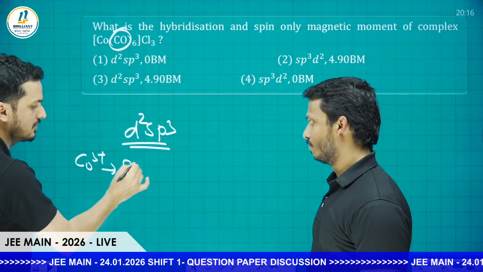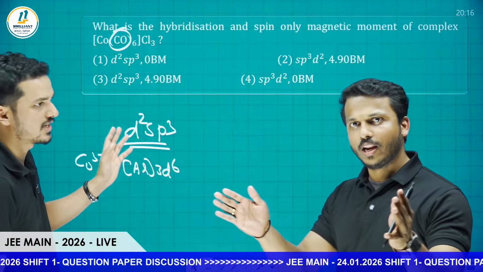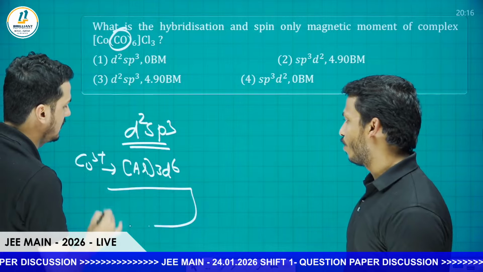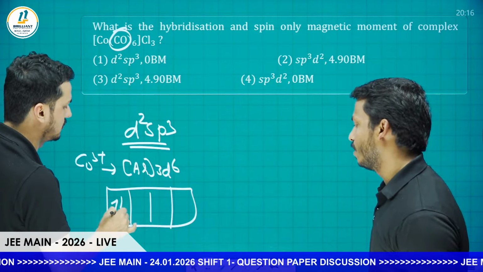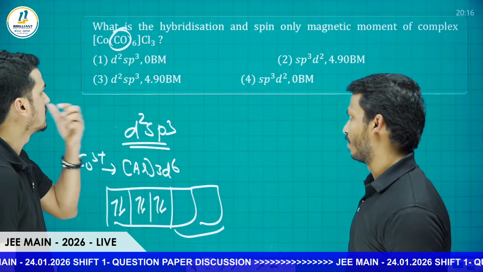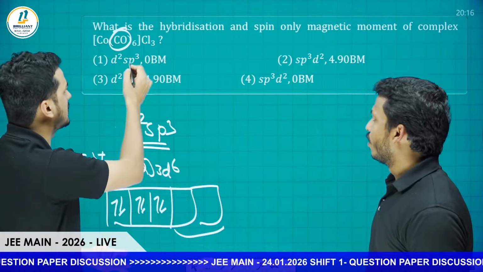Cobalt 3+ means argon 3d6 will come. 4s2 3d7, so 3d6 will come. And all electrons get paired. All get paired, then only we will get d2sp3. So the number of unpaired electrons: 1, 2, 3, 4, 5, 6, all get paired. Then only the d orbitals they will utilize. All paired means no unpaired electron, so n equal to 0.